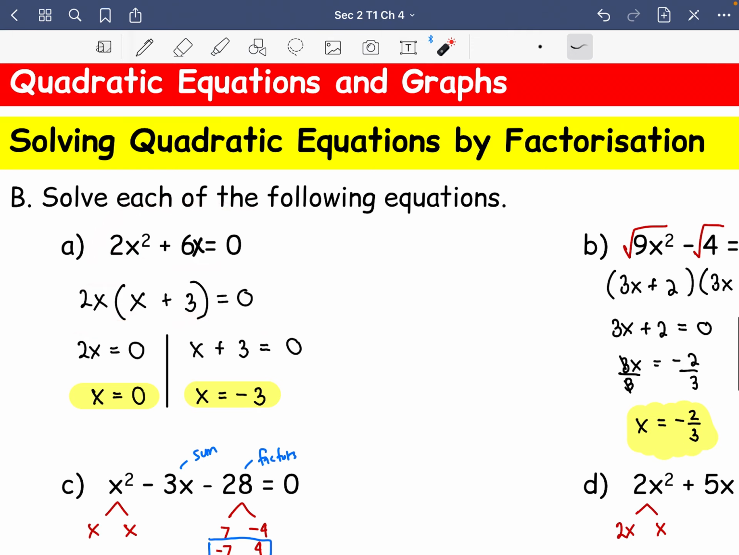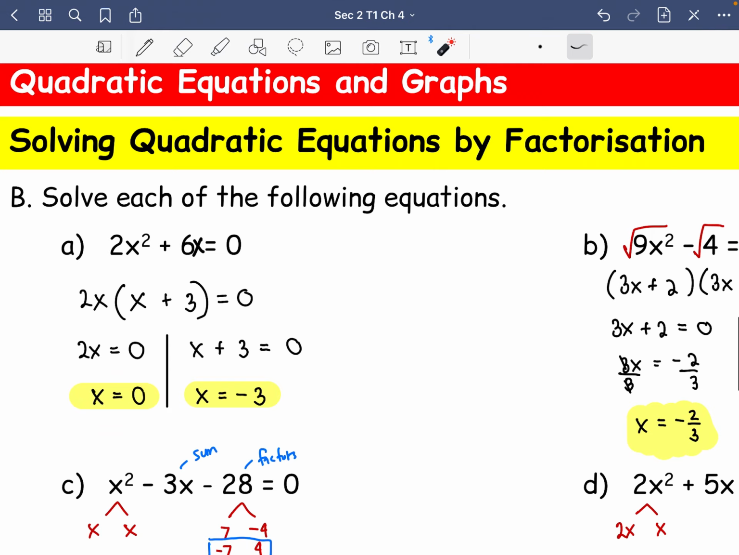And then we just repeat what we have learned from the previous set of examples. So 2x equals 0, and x plus 3 equals 0. So this is basically 0, and the other one is negative 3.